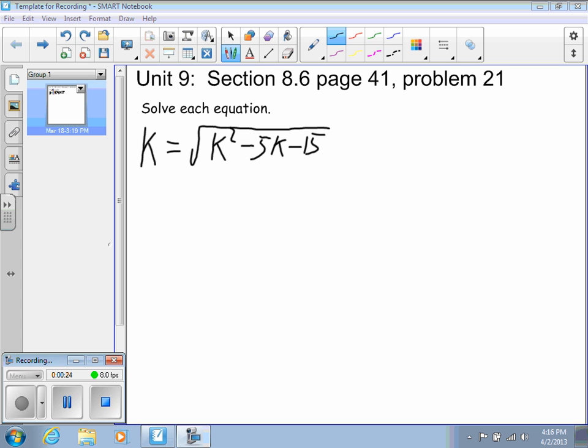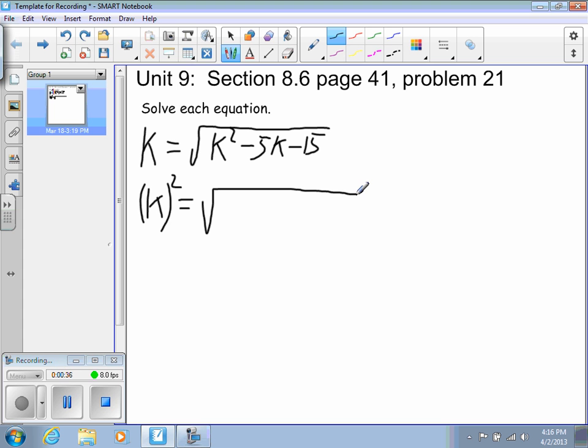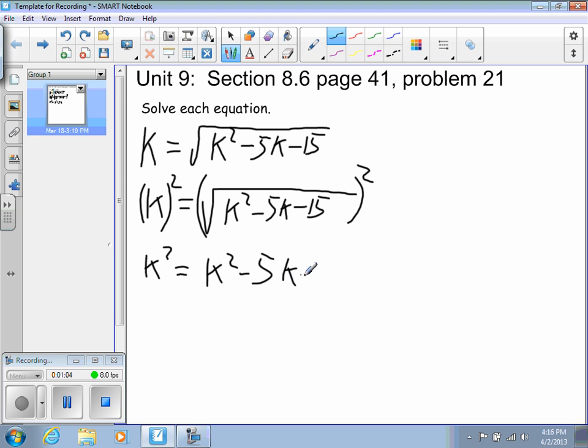And when we do, we're going to get, well here, let's go ahead and rewrite this. We're going to take that k and we're going to square it, equals, and now we get a nice long square root here. Let's write our k squared minus 5k minus 15. We're going to take that whole thing and square it. So what happens now? We have k squared right here, and then the square and the square root cancel each other out, leaving us with k squared minus 5k minus 15.